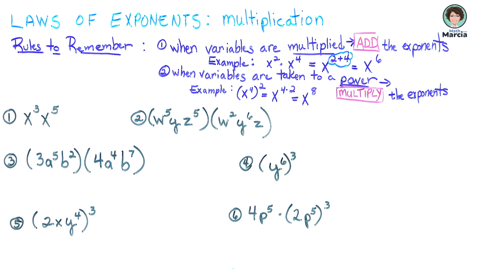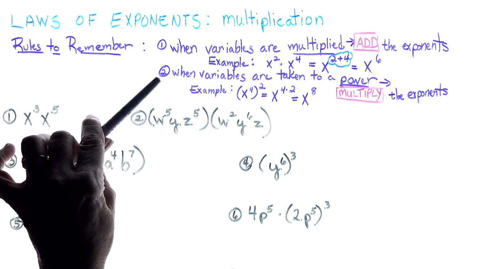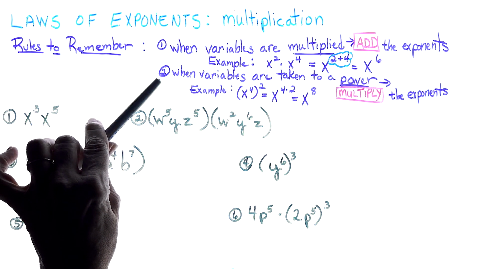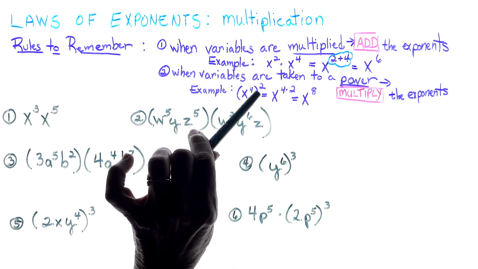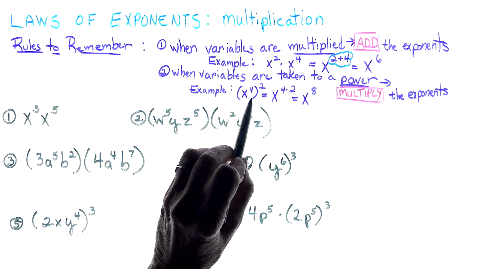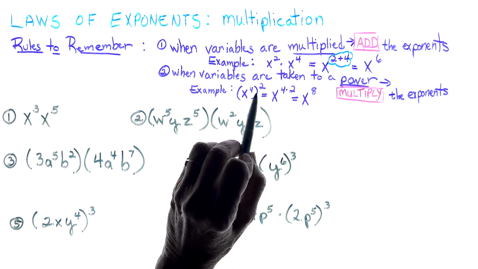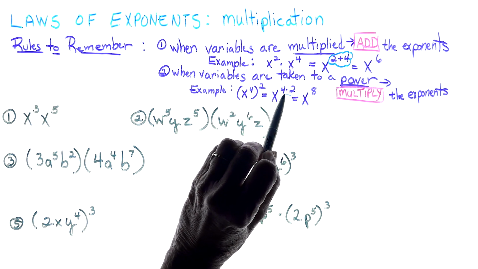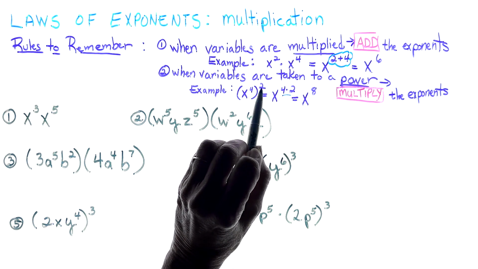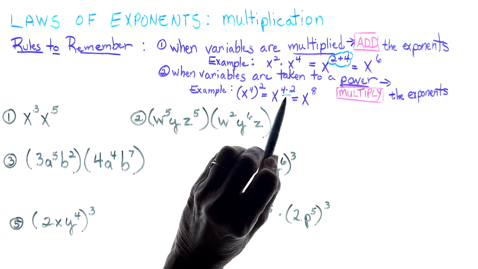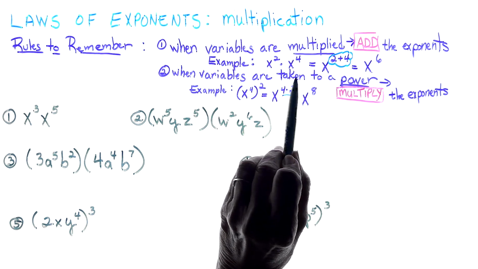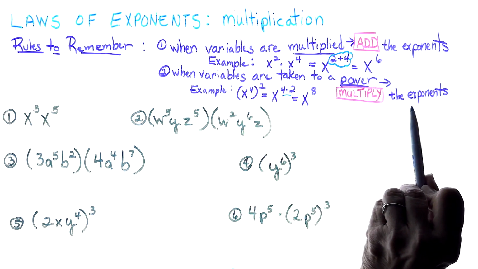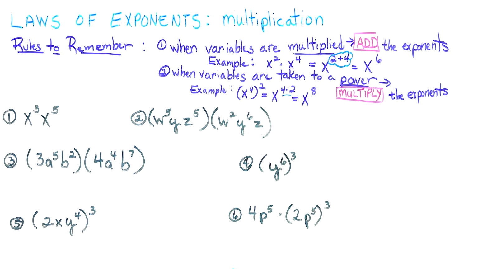in our memory. So then when variables are taken to a power, and here's an example, x to the fourth is squared. This means you are taking it to the power. What you do is you multiply 4 times 2, and that is equal to 8. So it's x to the 8th power. Again, when variables are taken to a power, you're going to multiply. These are the two rules that we're going to be working with today.